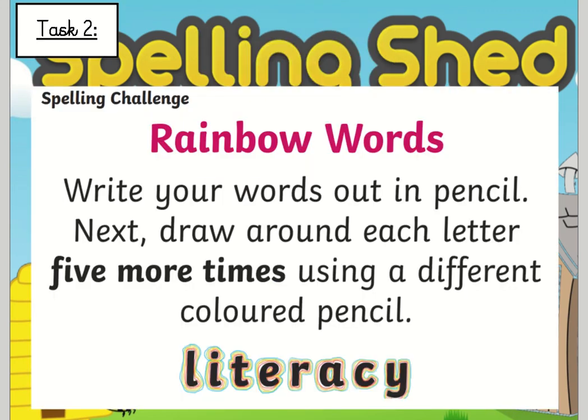What I'd like you to have a go at doing today, and you're going to do one of these spelling challenges each day this week, is have a go at using rainbow words. So you're going to write your spelling words out in pencil, and then you're going to draw around each letter 5 more times using a different coloured pencil. There's an example there with the spelling word literacy, and you can see we've drawn around it in 5 different colours and it creates a really nice pattern. Have a go at doing that with your spelling words.